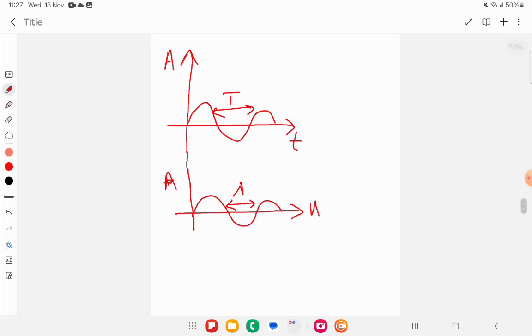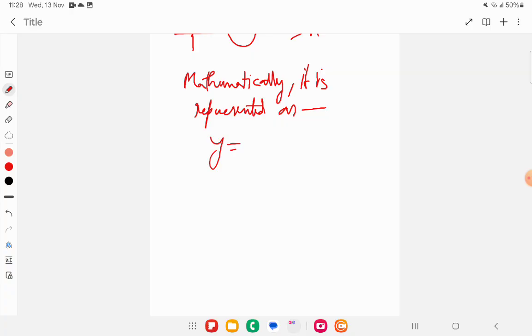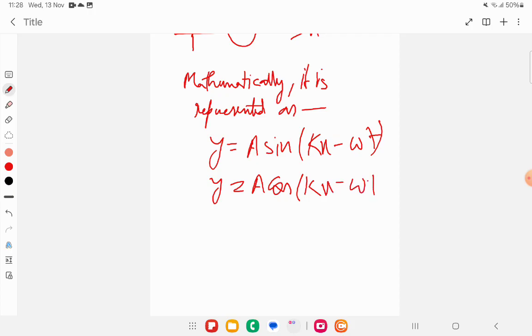Now mathematically it is represented as y is equal to a sine(kx minus omega t), or y is equal to a cos(kx minus omega t), or y is equal to a e to the power i(kx minus omega t).